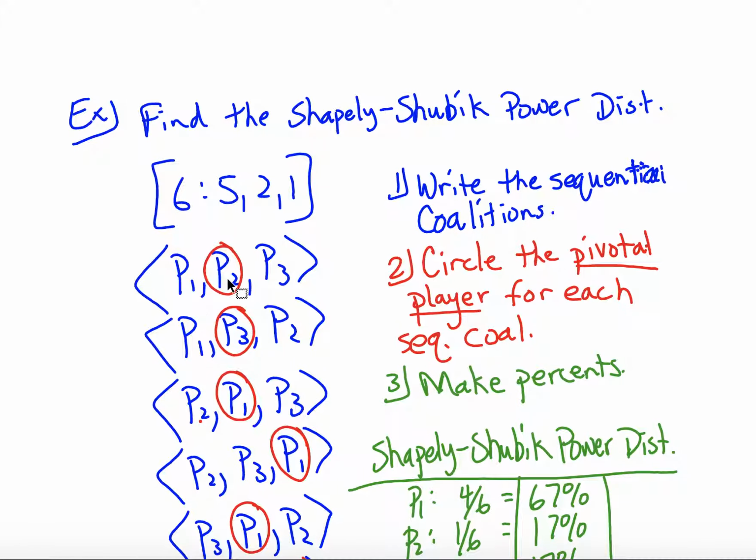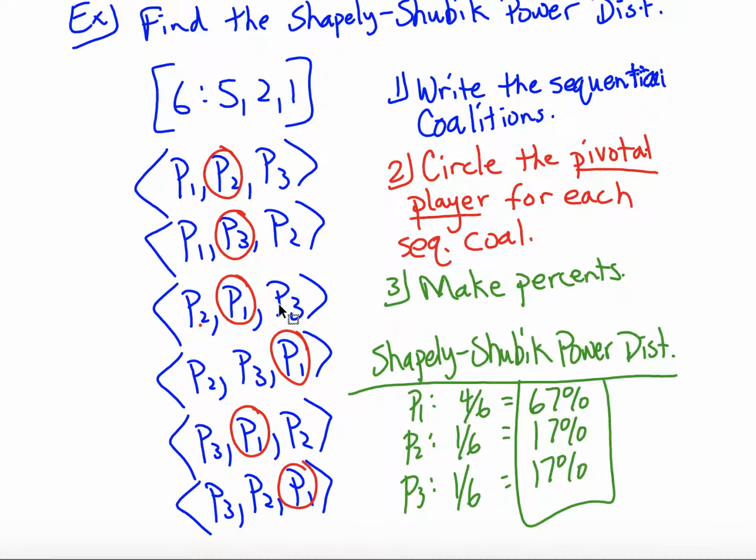A pivotal player is the person that when they join the coalition, they make it go from losing to suddenly winning. So if we have this 3-player one here, again, your sequential coalitions are always exactly the same, then we can figure out what's happening. We need 6 votes to win. Player 1 has 5 votes, so it's not winning. Player 2 now joins, and it suddenly becomes a winning coalition. 5 plus 2 is 7, which is more than 6. So player 2 makes it winning.